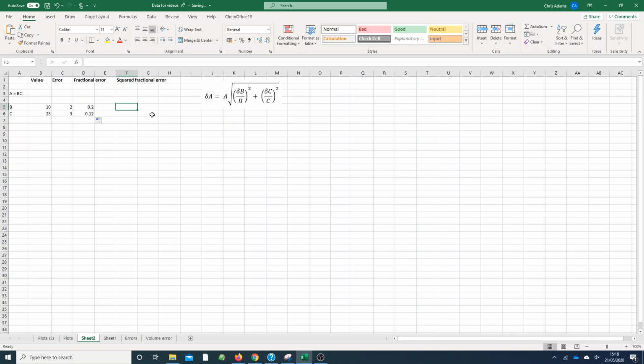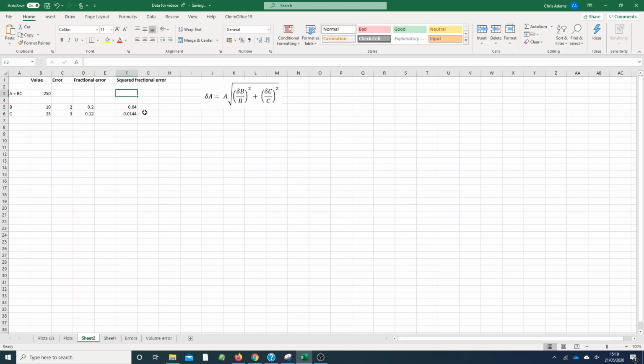What I need to do over here is to square those values. So I type in equals D5, then I use a hat symbol and a 2, which means to the power of 2. Hit enter, and it gives me the answer. Drag that down. So the squared fractional errors, delta B over B squared, delta C over C squared. So let's think about A. The value of that is simply B times C, press enter, 250.